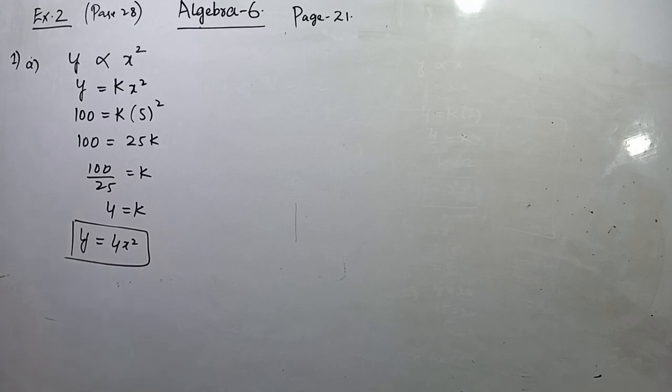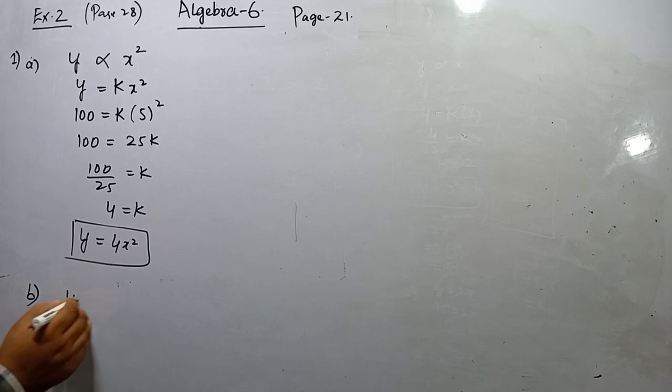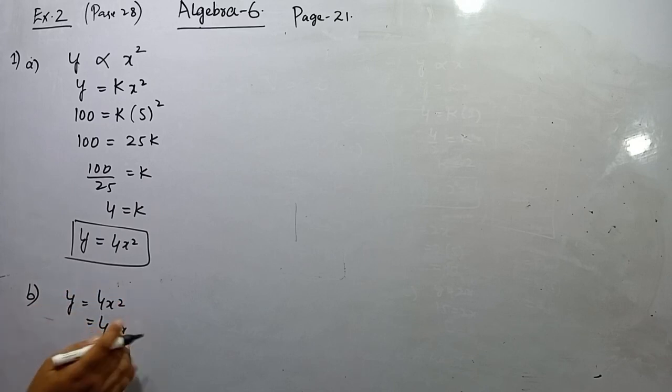The B one is find the value of y when x is equal to 6. We know y is equal to 4x square. Then do the substitution. In place of x I should write 6, that's 36. That's 4 into 36. 6 fours are 24, 3 fours are 12, and it's 144. So we got here the value of y when x is 6.